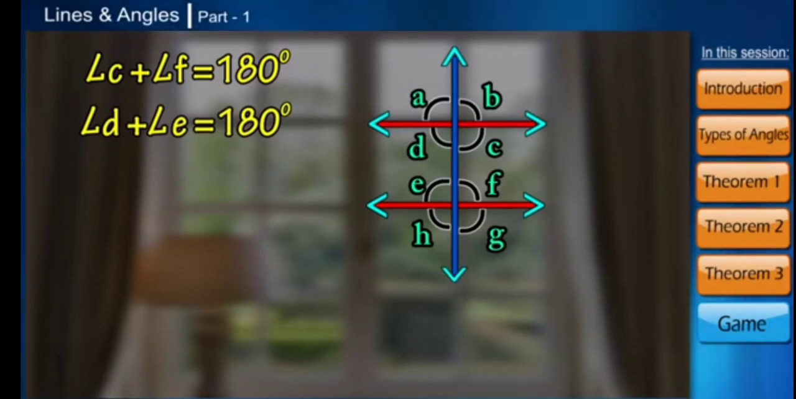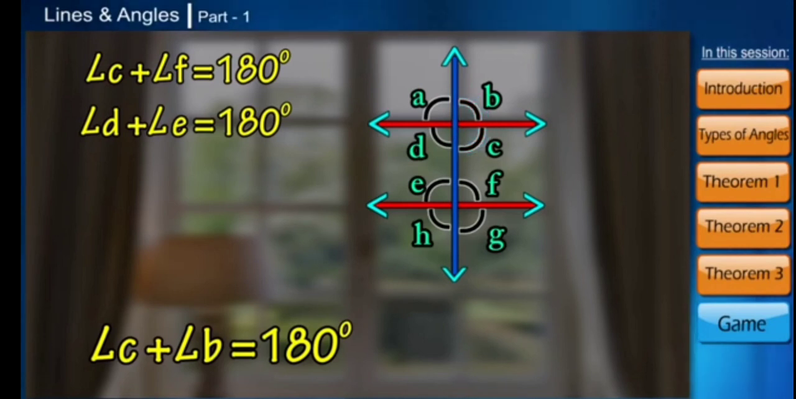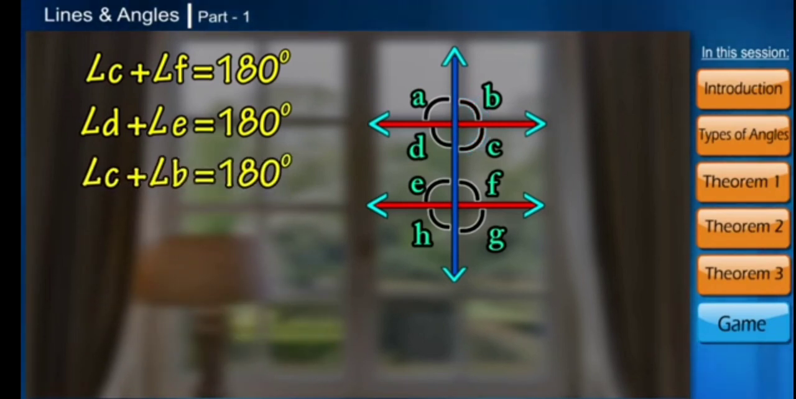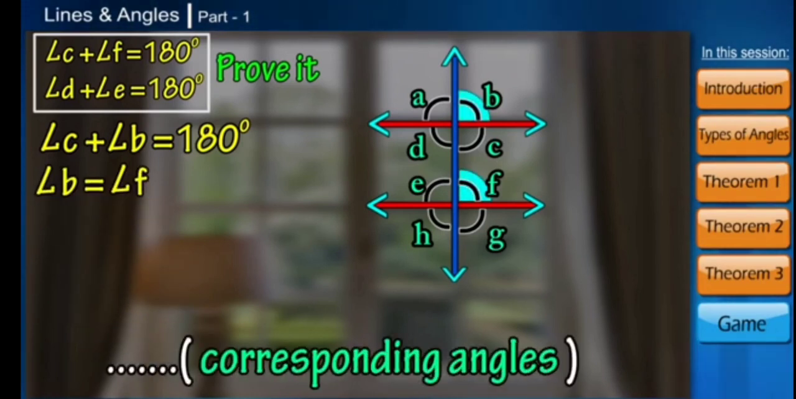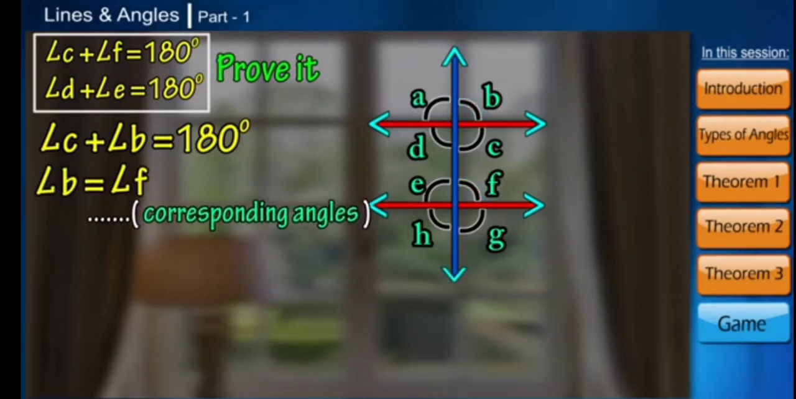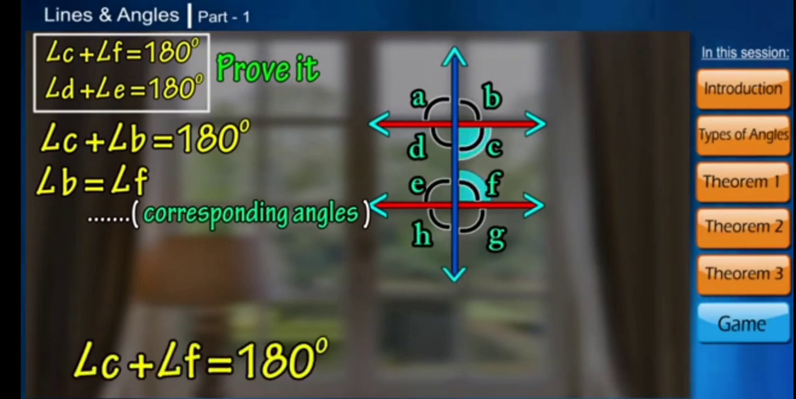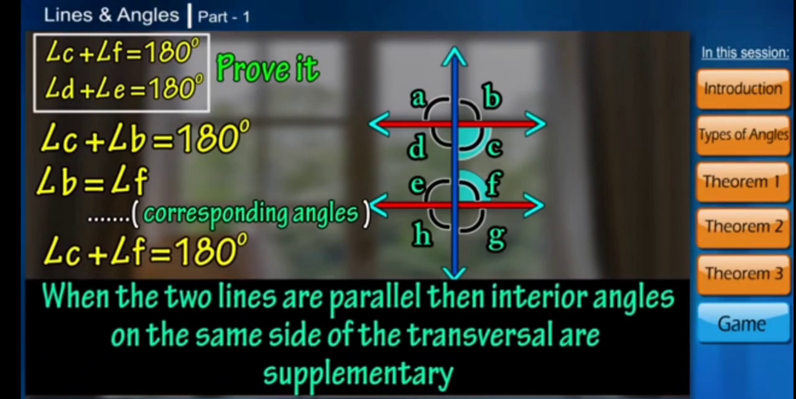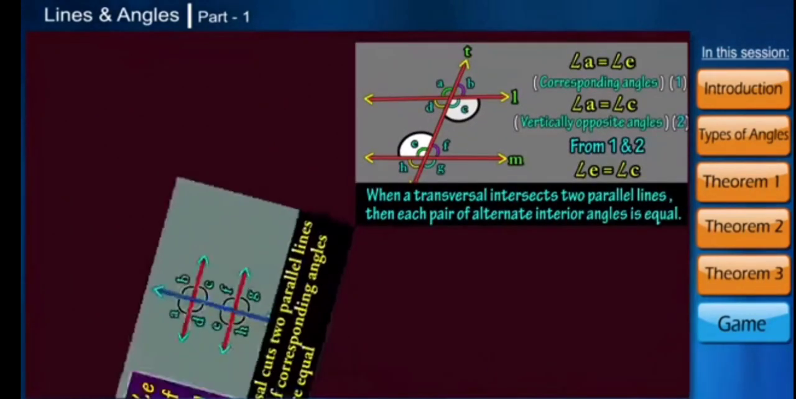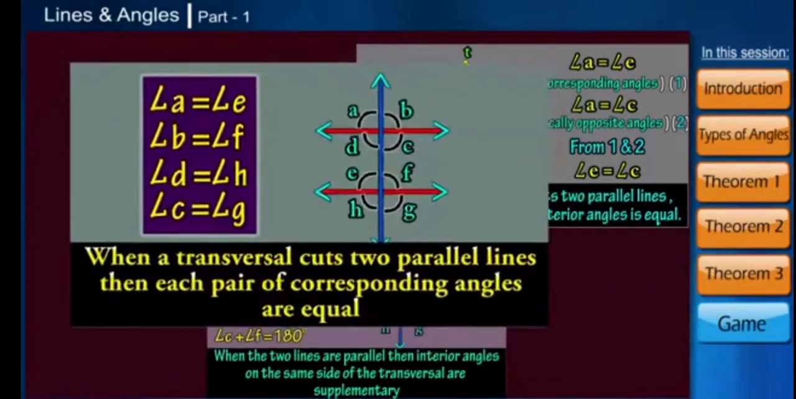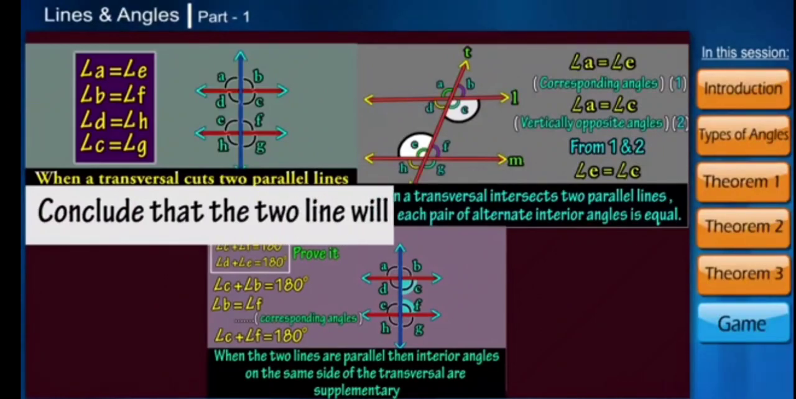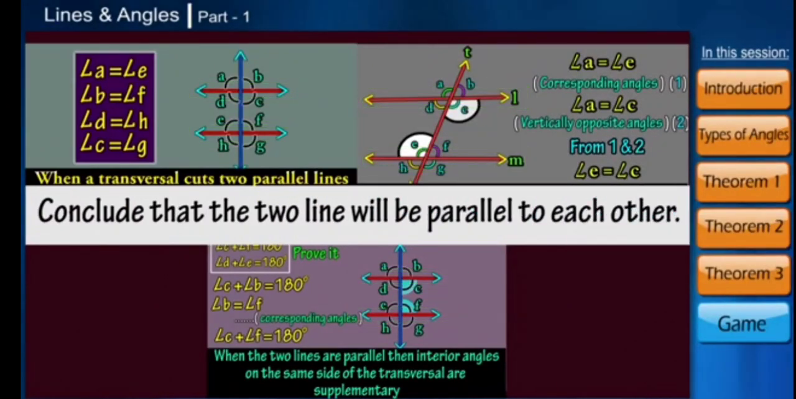Now there is a very simple explanation for this. Angle C plus angle B will be equal to 180 degrees, and we know that angle B is equal to angle F because they are corresponding angles, and hence we can say that the addition of angle C plus angle F will be equal to 180 degrees, which just means that they are supplementary. And the converse of all these properties is also true, which means that if any pair of these angles is equal, it will conclude that the 2 lines are parallel to each other.